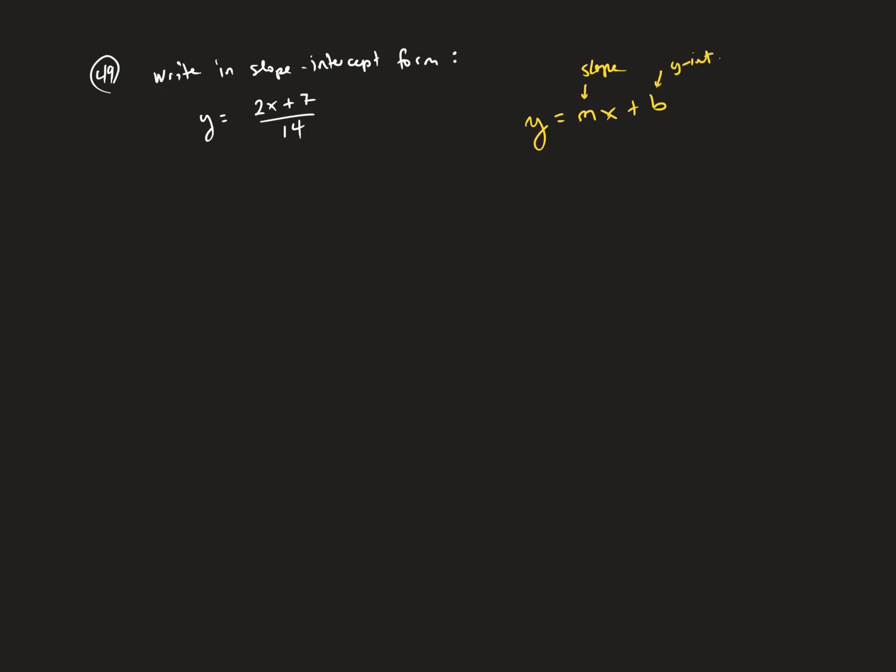Now, sometimes you'll be given information about a line and asked to write the equation, and sometimes you'll be given an equation and asked to manipulate it so it's in the right form. This is one of those latter ones. You're trying to manipulate an equation you're already given and get it in the right form.